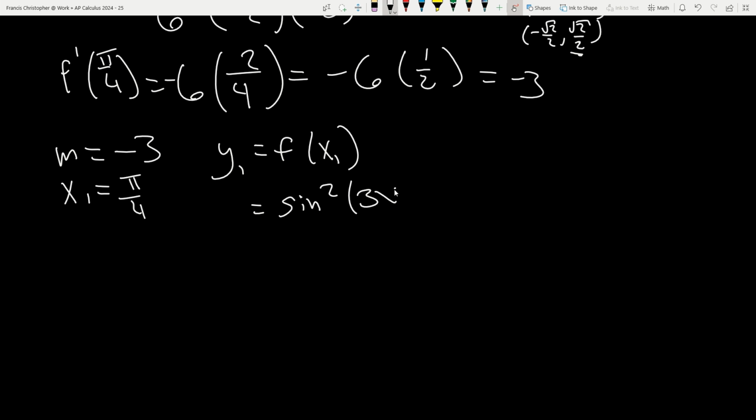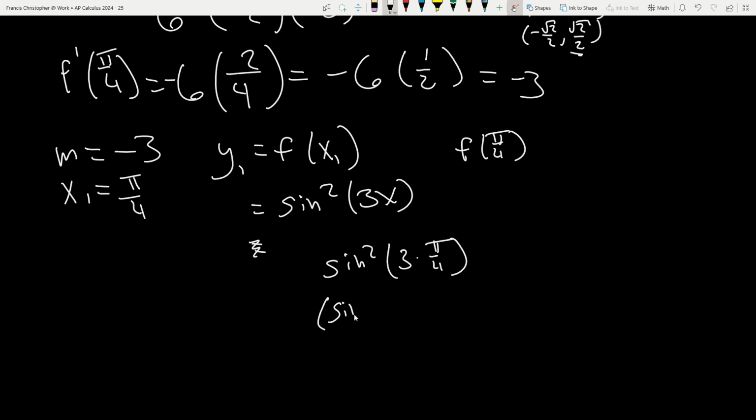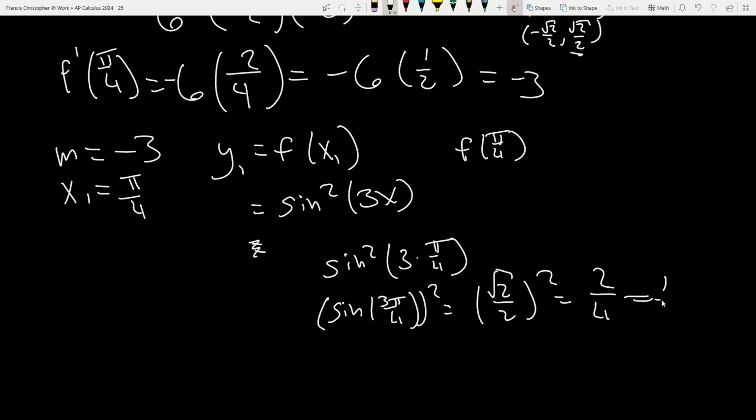Sine squared of 3x. If I want to find f of pi over 4, again, plug in pi over 4, so I get sine squared of 3 times pi over 4. Our y-coordinate, we already found sine of 3 pi fourths, so this is going to be pretty easy. Root 2 over 2 squared equals 2 over 4 equals 1/2. So y1 equals 1/2.